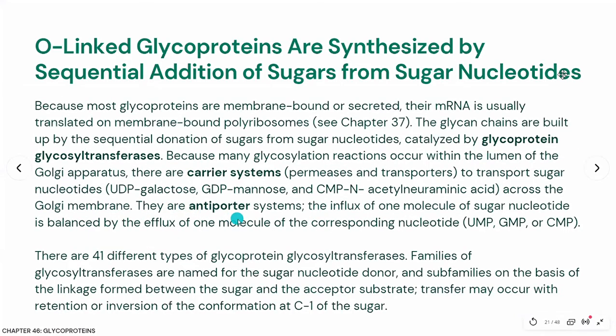They are antiporter systems. Influx of one molecule of sugar nucleotide is balanced by the efflux of one molecule of the corresponding nucleotide, UMP, GMP, or CMP. Okay. There are 41 different types of these glycosyltransferases. So there are many glycosyltransferases.